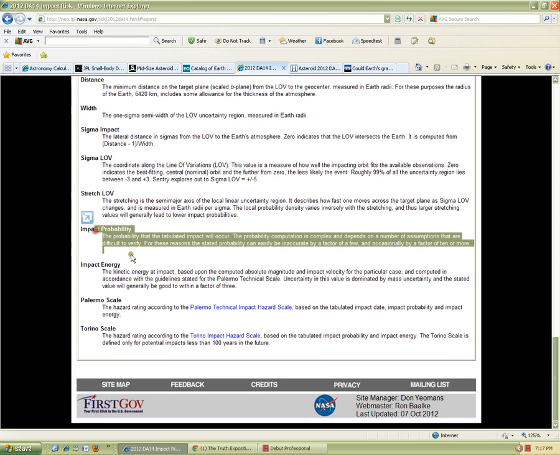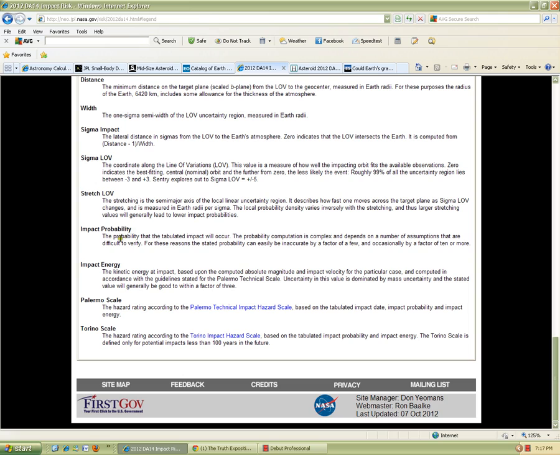And it says impact probability is the probability that the tabulated impact will occur. The probability computation is complex and depends on a number of assumptions that are difficult to verify. For these reasons, the stated probability can easily be inaccurate by a factor of a few and occasionally by a factor of 10 or more.